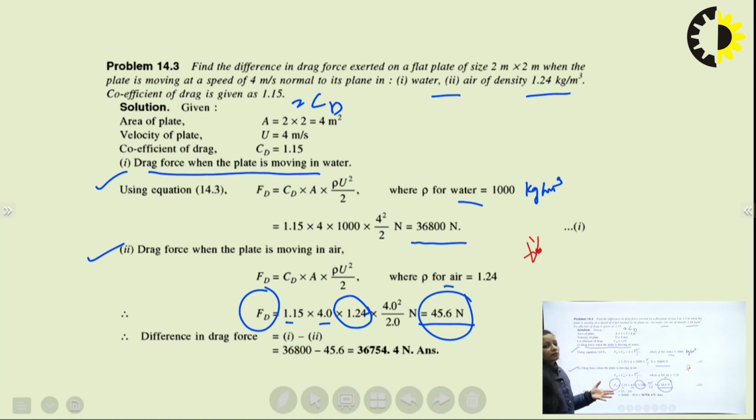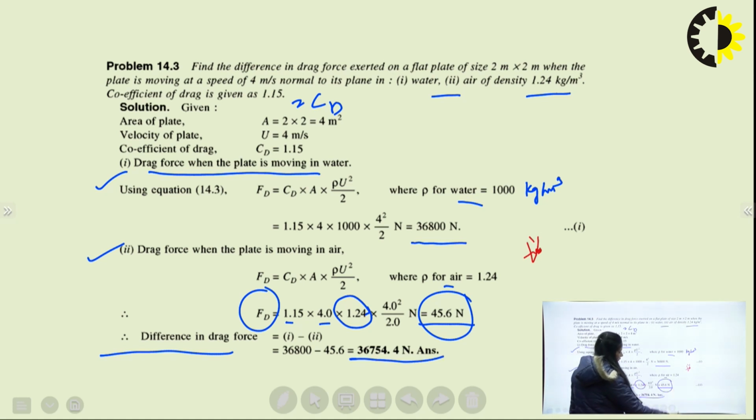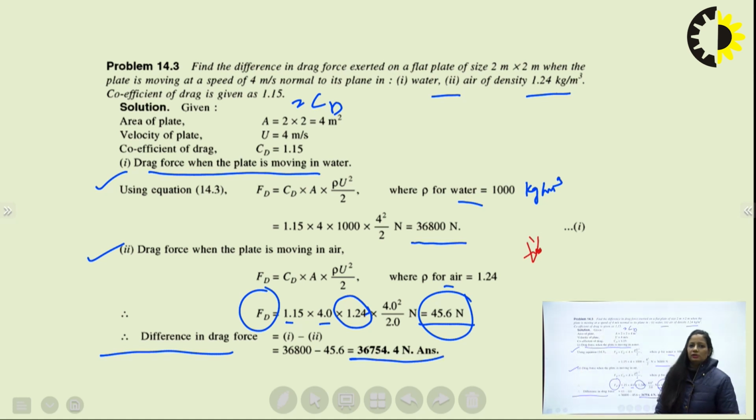The main question was, find the difference in drag force exerted. So what will be the difference in drag force? Simply you need to take the difference: 36800 minus 45.6, so that will come as 36754.4 Newton as your answer for this particular question.